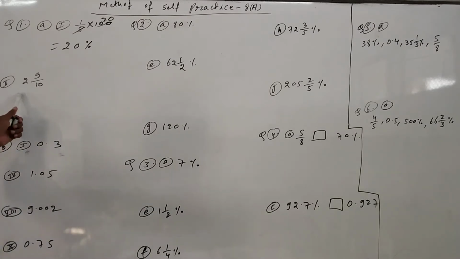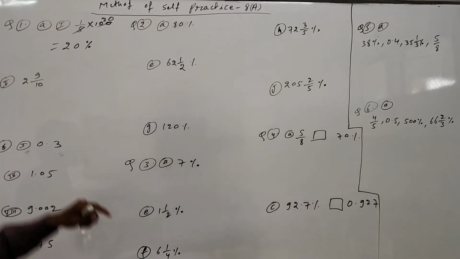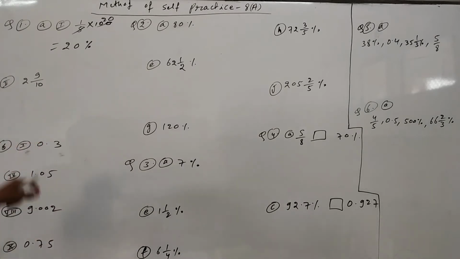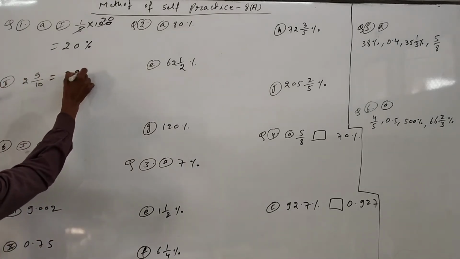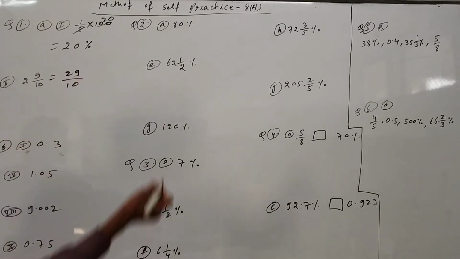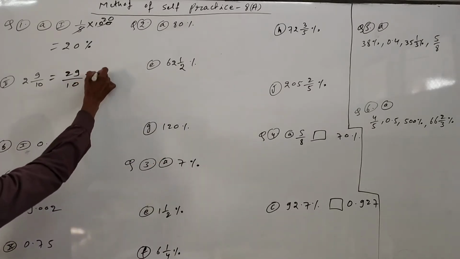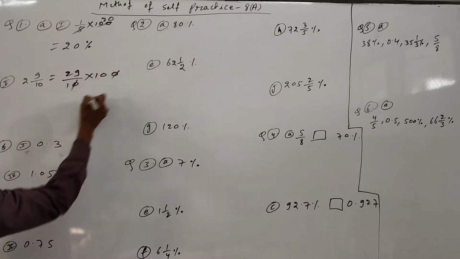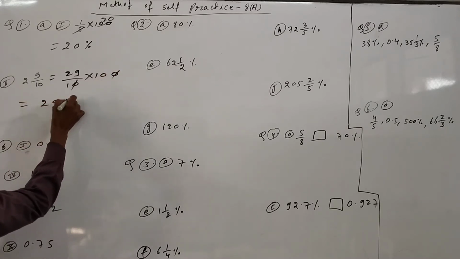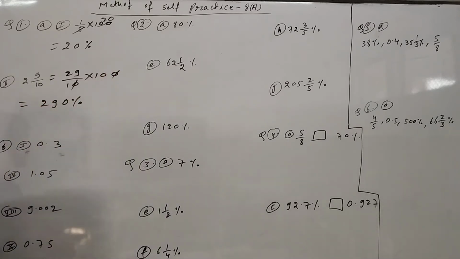Here a mixed fraction is given. So first of all we have to remove the mixed fraction. We have to convert it to improper. So 20 plus 9, it will come 29 upon 10. Okay. Now we have to convert into percentage. For that we have to multiply by 100. So 0 will cancel. It will come to 290%. This is the answer. Okay.